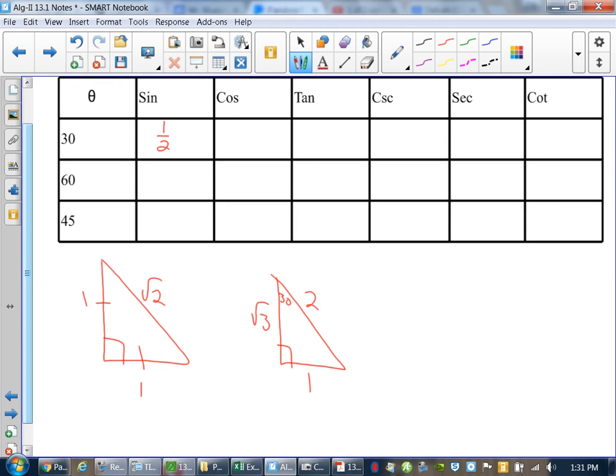Can you say that one more time? So if I'm at the 30 degrees, what's my opposite? 1. What's my hypotenuse? It's 2. So the sine of 30 is 1/2.